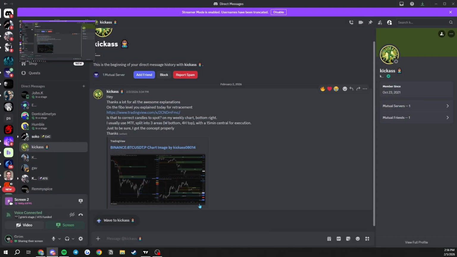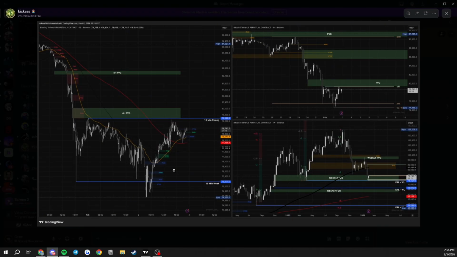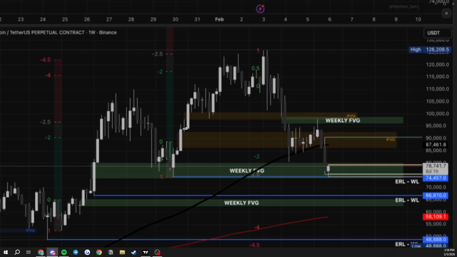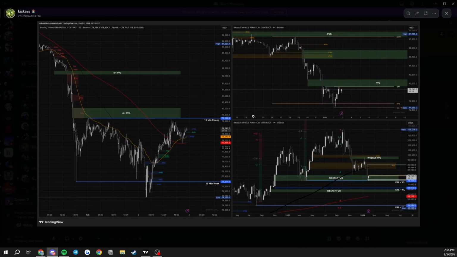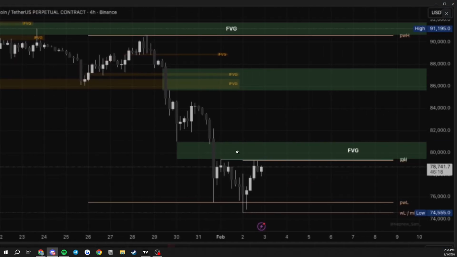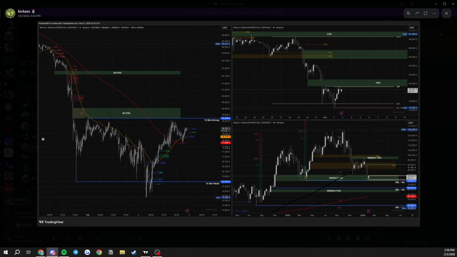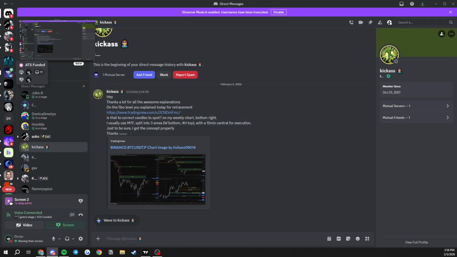Yeah, solid chart. Okay, let's see. On the fib level you explained today for retracement, is that the correct candle spot on my weekly? Yeah, it looks good to me. Yeah, great work, honestly. Let's go back to chat.